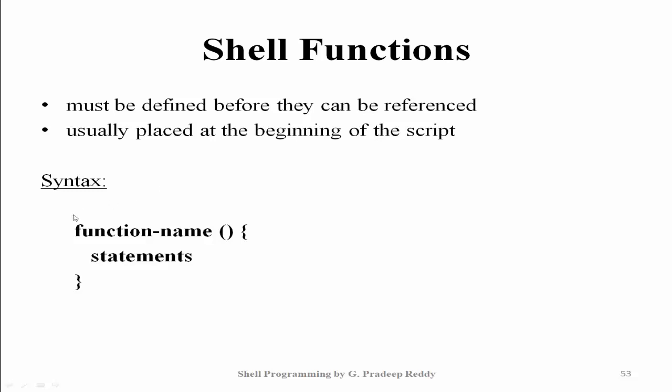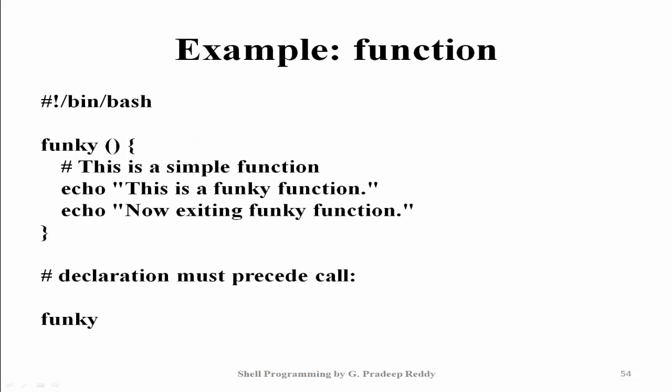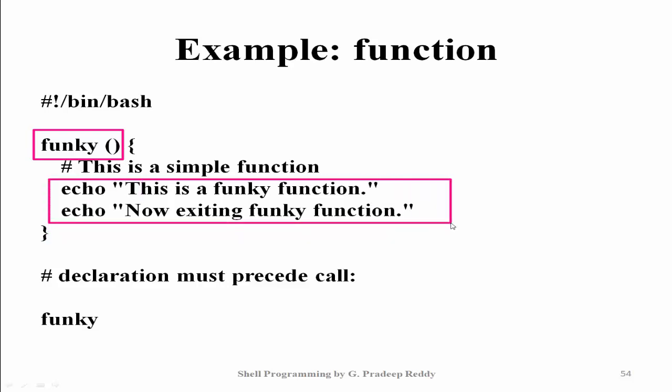Now you can specify a function followed by the function name, and it starts with parentheses and ends with curly braces. Now here we have specified funky, a specific function which you have defined. Now here you are going to specify print statements by using echo. This is a funky function. Now it is exiting from the funky function.